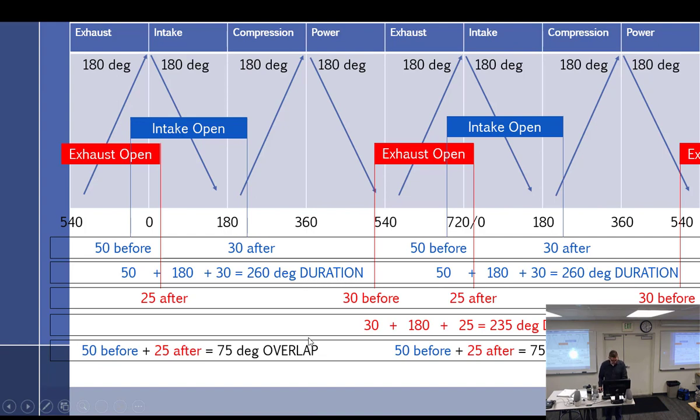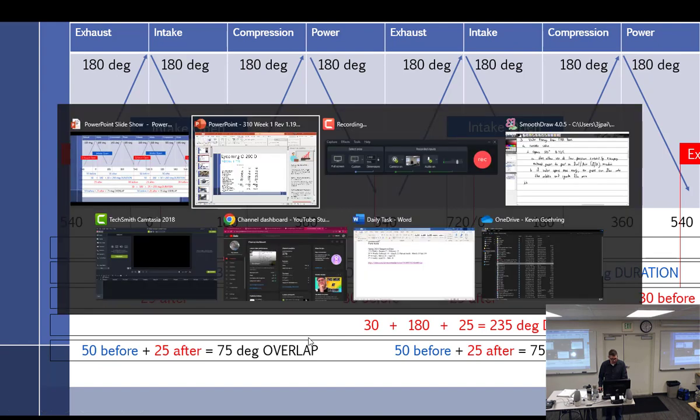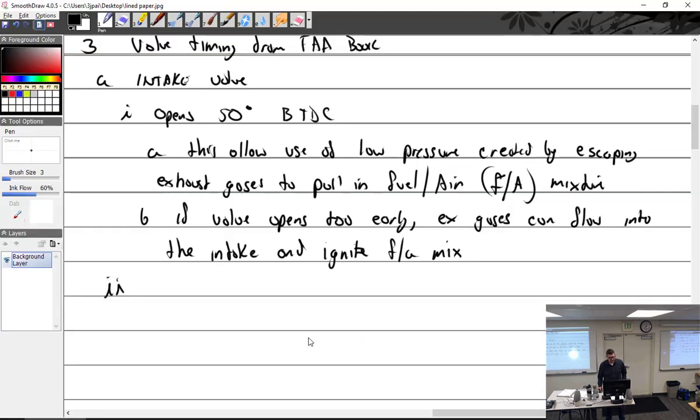So I said I'd write notes for that. We're in the middle of writing the notes. We started with the valve timing. The intake valve opened at 50. Talked about why it opens early. And it closes late. Why does it close late? It closes about 30 degrees after bottom dead center. And again, it's all about the inertia of moving gases.